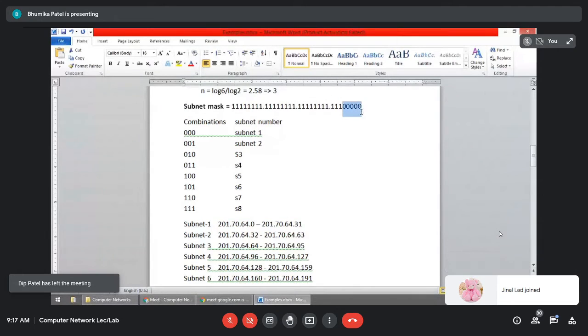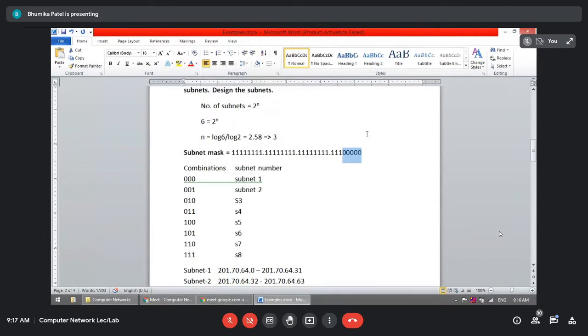Number of zeros. Right, so number of hosts equals 2 raised to h.